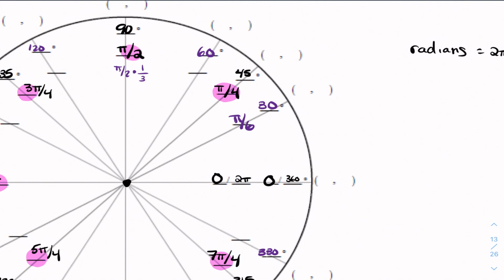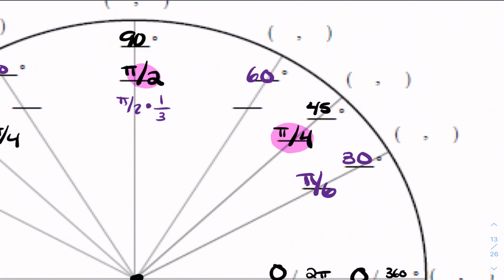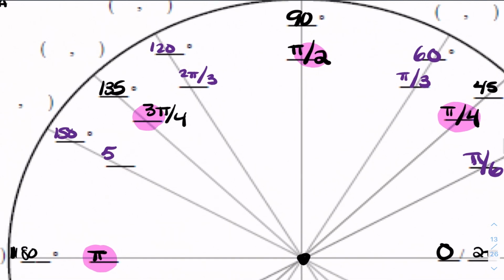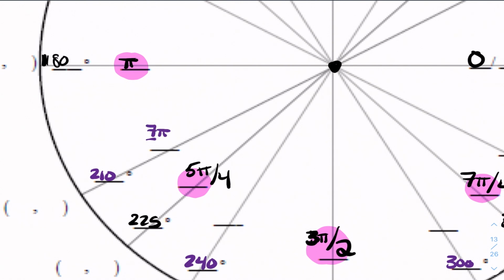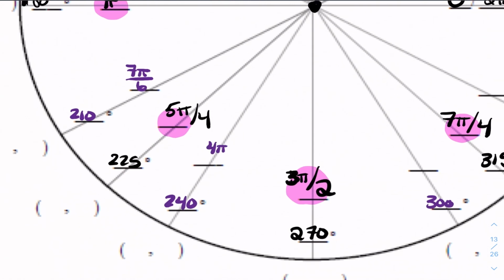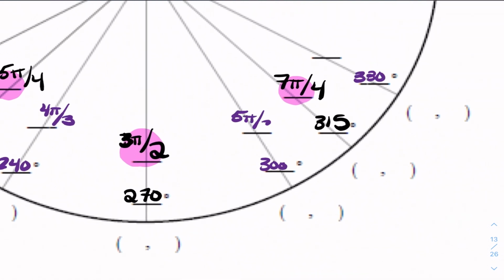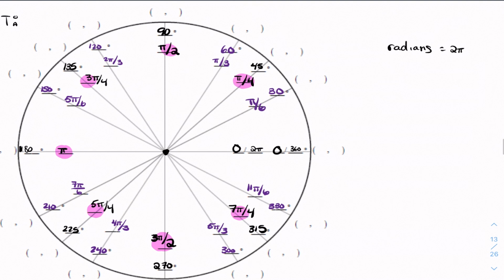So if we are counting in sixths, we would have 1/6, which is pi over 6, and then 2/6, which is pi over 3. The next angle would be 3/6, which is pi over 2. 4/6, which is 2 pi over 3. 5/6, which is 5 pi over 6. 6/6, which is pi. 7/6, we have 8/6, which is 4 pi over 3. 9/6, which is 3 pi over 2. 10/6, which is 5 pi over 3. And 11/6. This is how we can easily work our way around the angles in the unit circle.